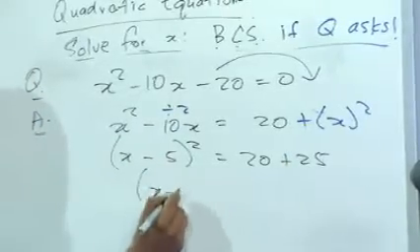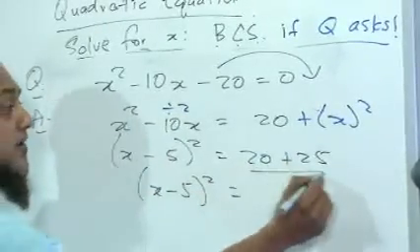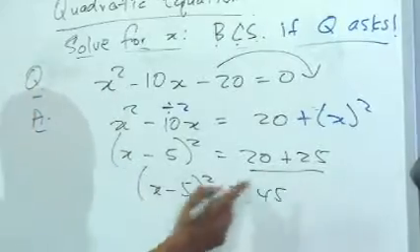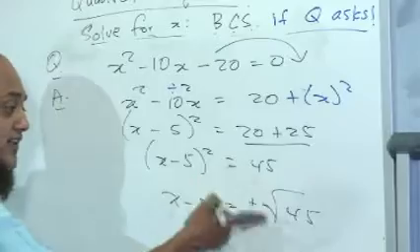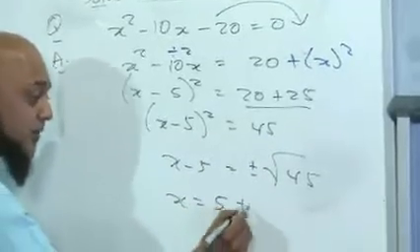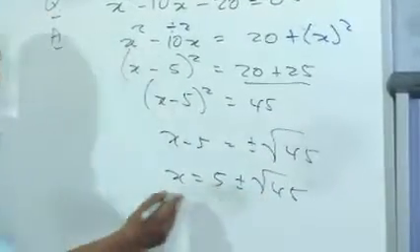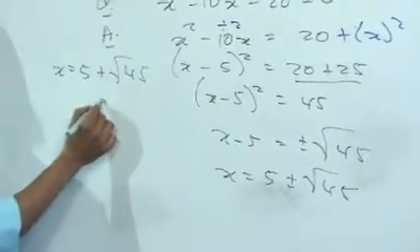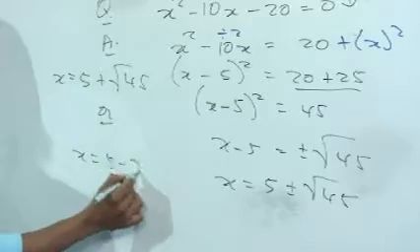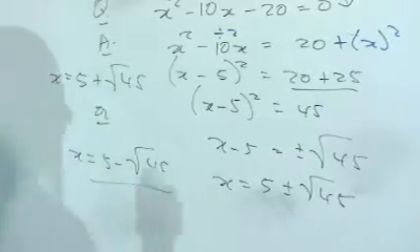There we go. Problem solved. x minus 5 squared is equal to 20 plus 25, 45. Square root: x minus 5 is equal to plus minus the square root of 45. Take the minus 5 over. x is equal to 5 plus minus the square root of 45. There's your two solutions: x is equal to 5 plus root 45, or x is equal to 5 minus the square root of 45. Game over.